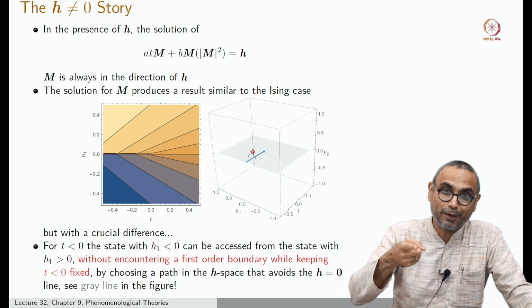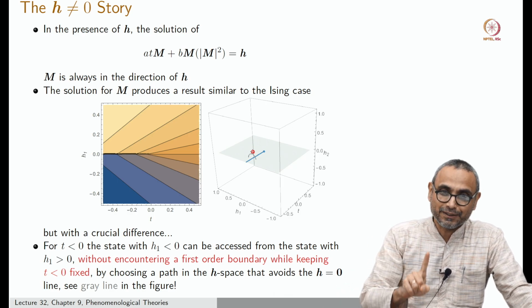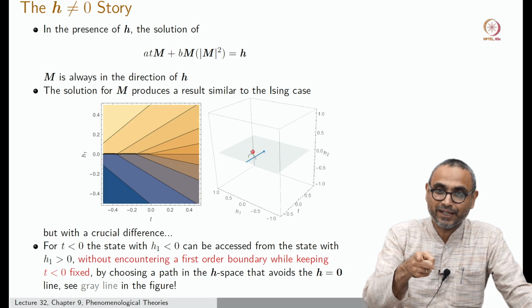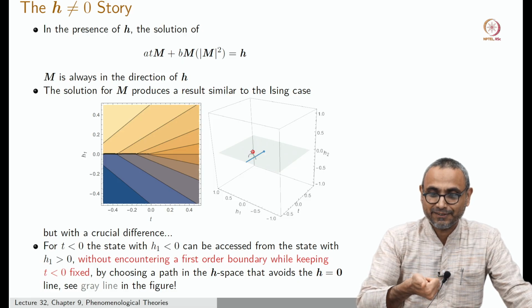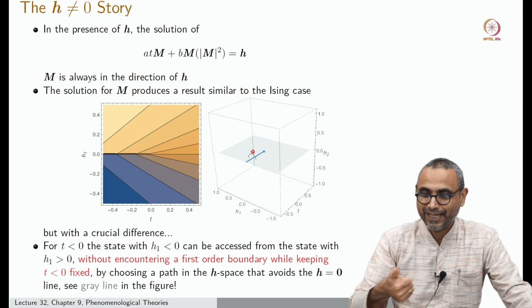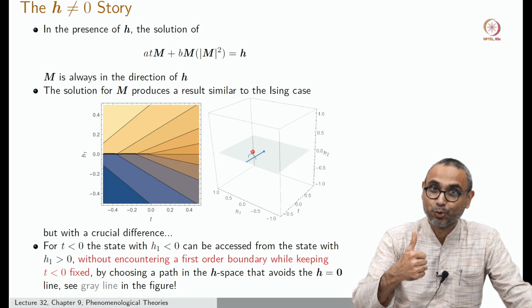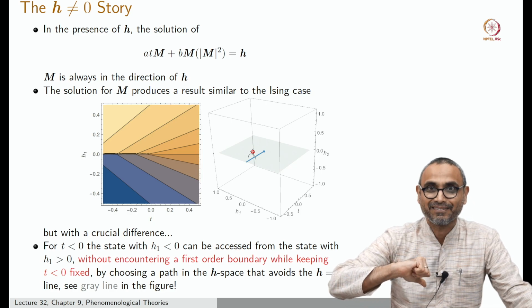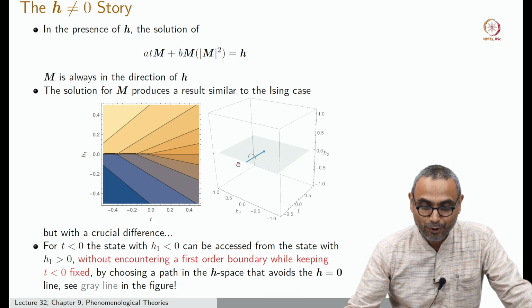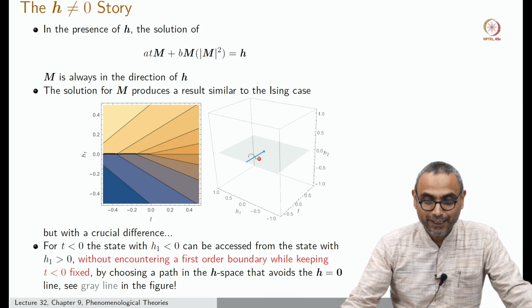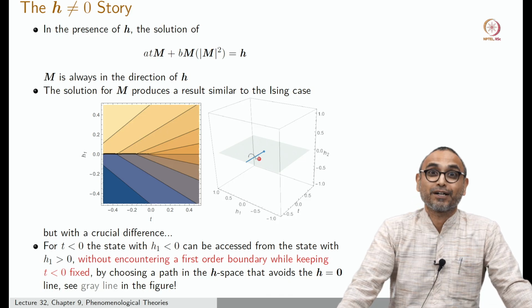So you turn on a magnetic field. The magnetic field was turned on in the positive H1 direction, and this direction towards me is the negative H1 direction. But I don't reduce the magnitude of H1 alone. What I do is rotate this magnetic field, make it into H2, and then come back to negative H1. So you can do an excursion like this, which avoids the H equal to 0 line, and you can go from this side to that side without encountering any first order transition.